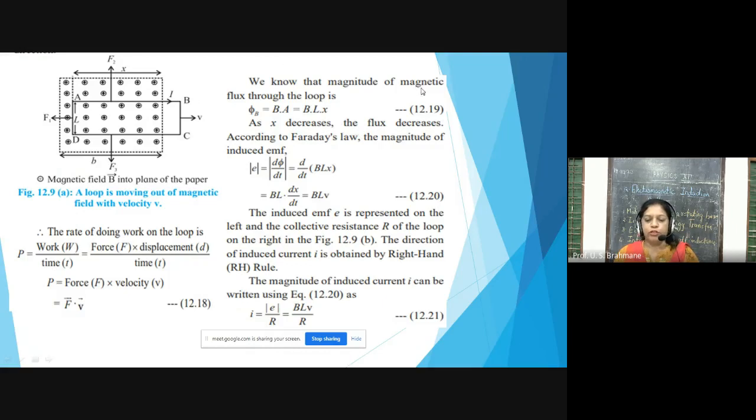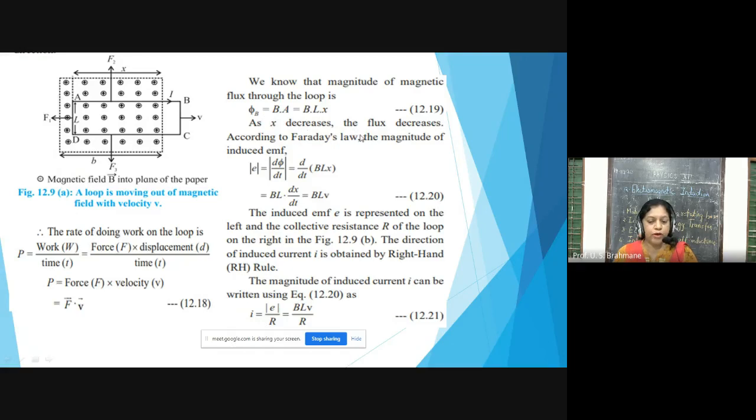We know that the magnetic flux through the loop is phi B equal to B dot A, where A is the area of the loop. That is equal to B L x, where L is the length AD and x is this length, so this is the area. As x decreases, the flux decreases. Here only so much magnetic field is present, so obviously the magnetic flux decreases.